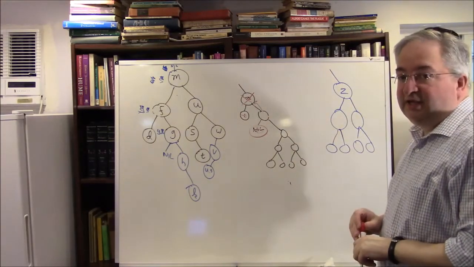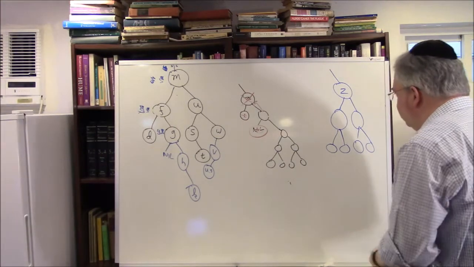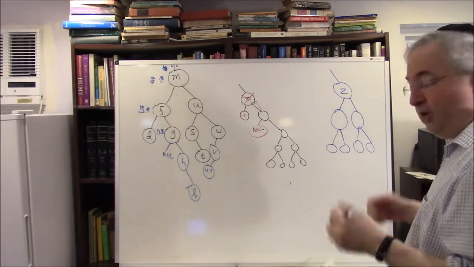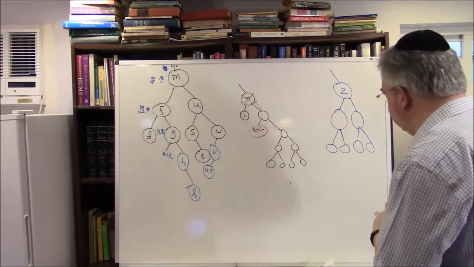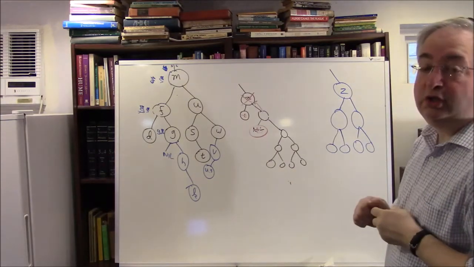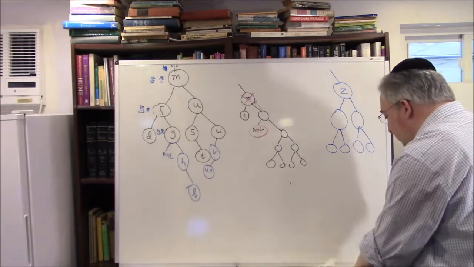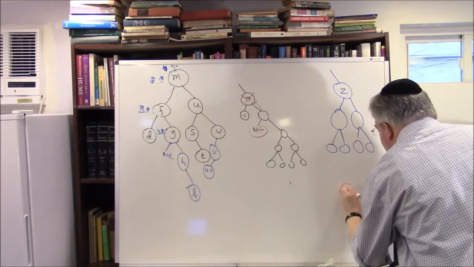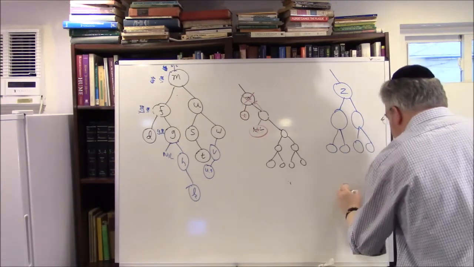That's the easy case. The harder case is a little bit different. The idea is as follows. You have Z, and he has two children. You're going to chop out Z. That's the easy part. But who should succeed him? Who should go in his place? The answer: his successor. We'll call his successor S, for successor.